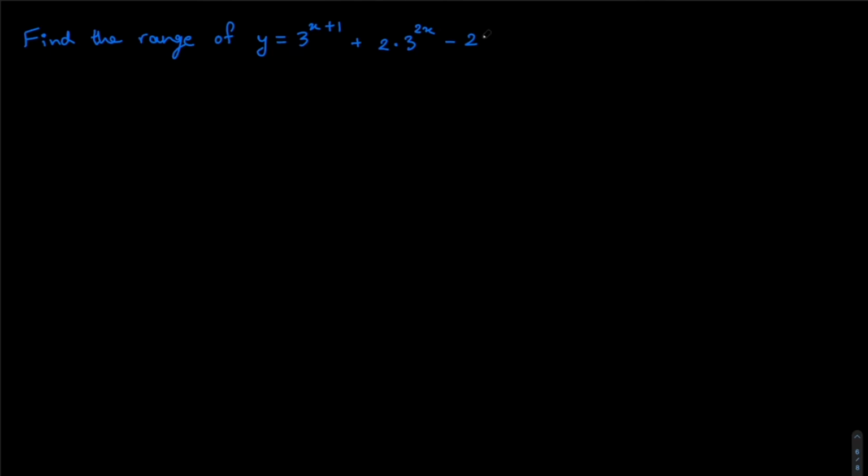So we're going to be converting this to a quadratic, right? Something that we're familiar with. So let's do that, right? So if I make a few changes, I can write this as 3 times 3 raised to the power x plus 2 times 3 to the x squared minus 2. So what this does is, now this kind of looks like a quadratic, right?